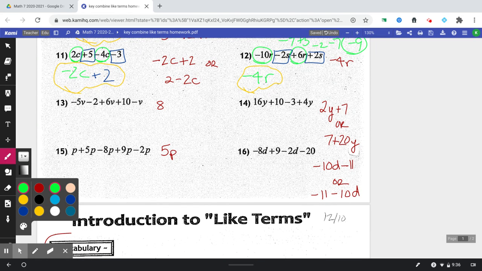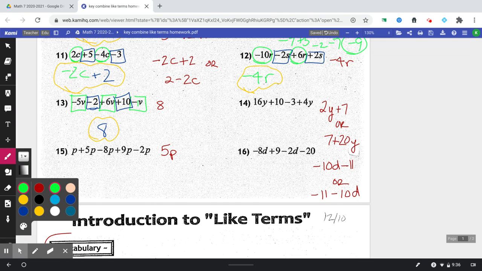Number 13, we can combine negative 5v and positive 6v. That will give you positive 1v. And then when you add that with negative 1v, positive 1v, negative 1v, they will equal 0 v's. So I have 0 v's, and now I'm going to combine my constants. So negative 2 and positive 10 will give you that positive 8.